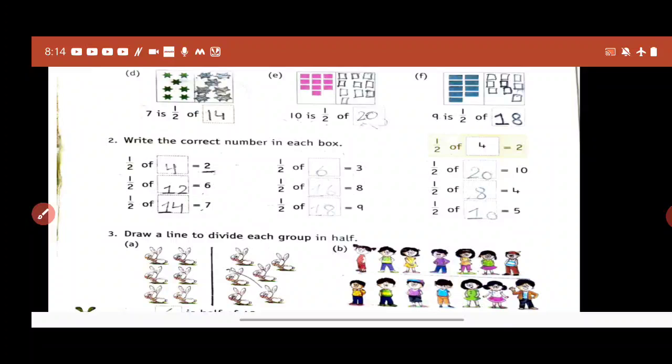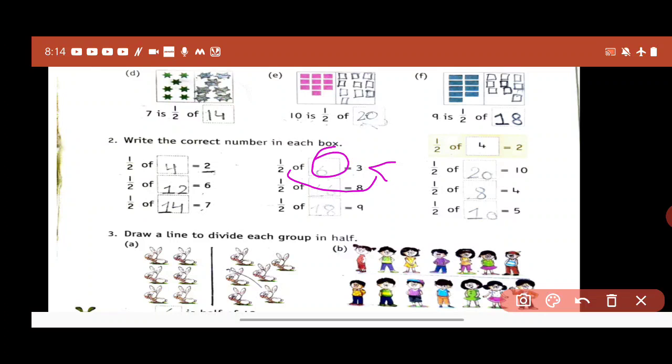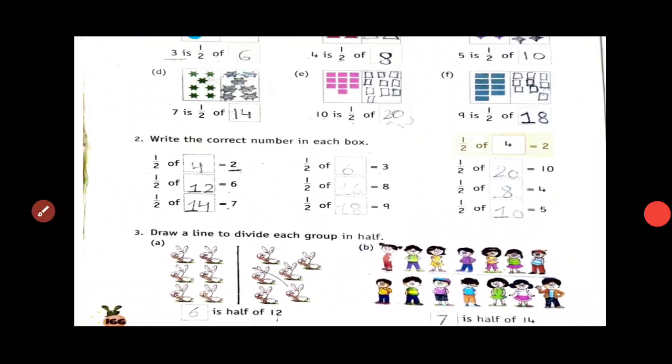So similarly, let's do the next one. Half of dash is equal to 3. Multiply 2 with 3. 2 threes are 6. Easy, children? So you have to solve all these parts. Moving on to the next.